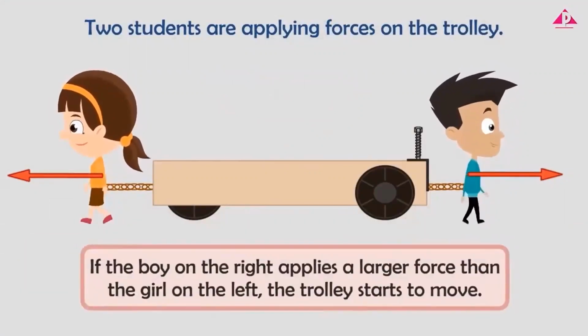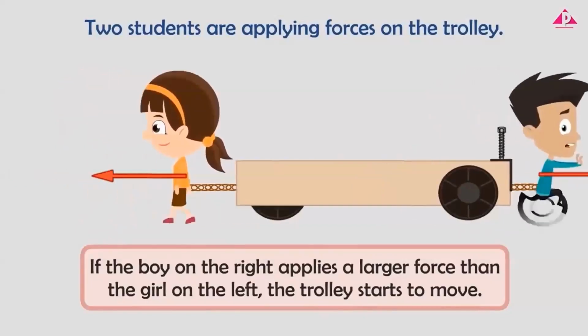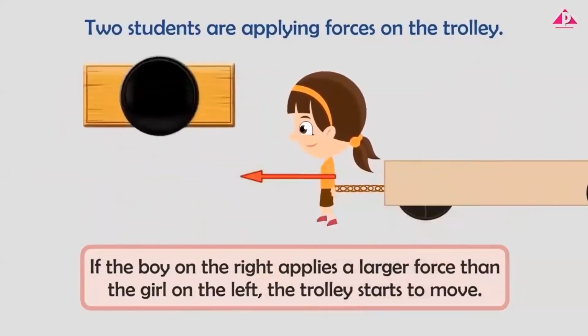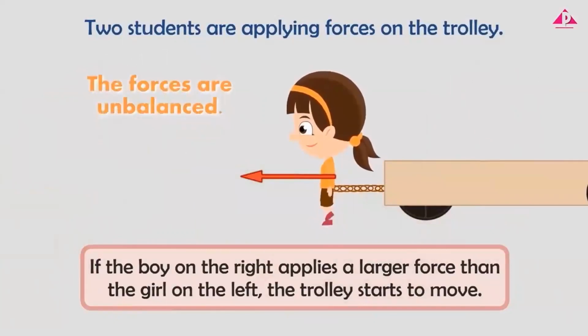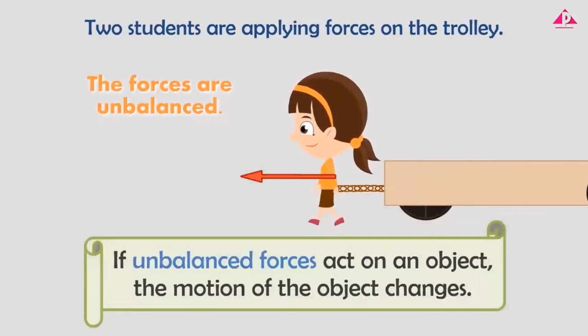If the boy on the right applies a larger force than the girl on the left, the trolley starts to move. The forces are unbalanced. If unbalanced forces act on an object, the motion of the object changes. This is called an unbalanced force.